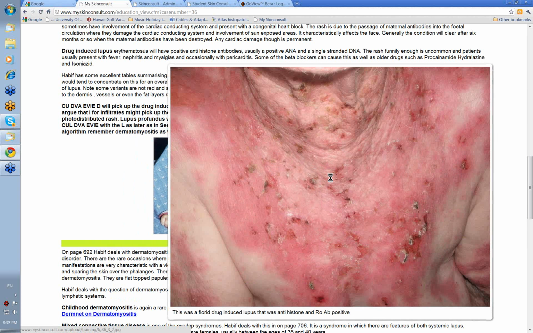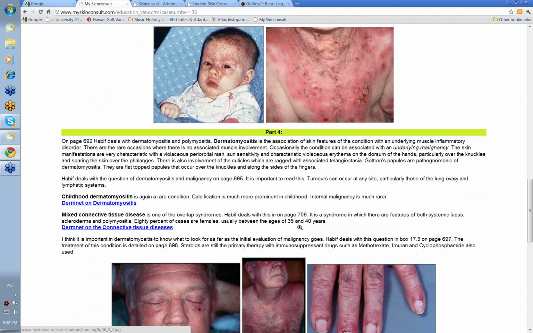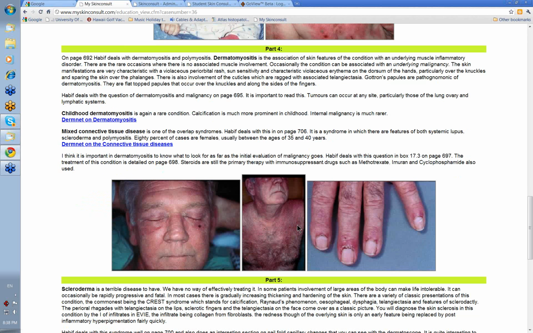This is the other type of lupus you can get, which is drug-induced lupus, and some types of subacute lupus can in fact be drug-induced. If they are drug-induced, they have antihistone antibodies and they're Ro antibody positive. So the classic thing to ask for if you're looking for drug-induced subacute lupus is antihistone antibodies. So you ask for ANA and ENAs, the extractable nuclear antigens, which are Ro and SSA. Okay, that's your lupus pictures.